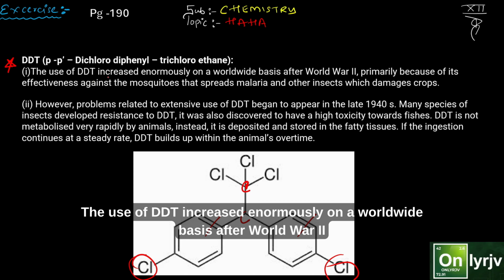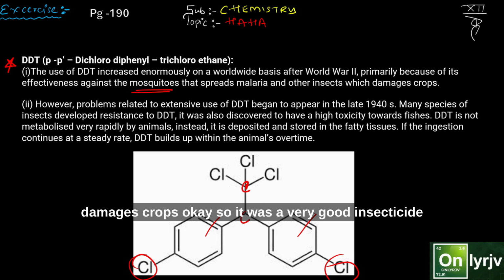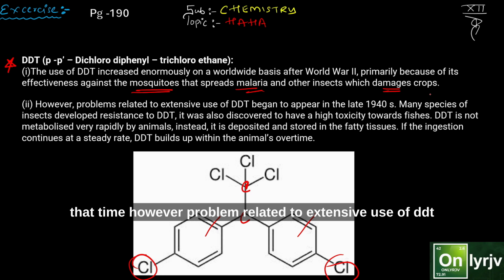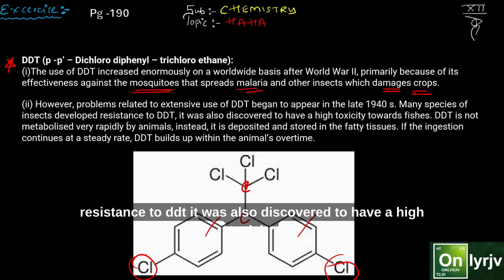The use of DDT increased enormously on a worldwide basis during World War II, primarily because of its effectiveness against mosquitoes that spread malaria and against other insects that damage crops. So it was a very good insecticide at that time. However, problems related to extensive use of DDT began to appear in the late 1940s. Many species of insects developed resistance to DDT. It was also discovered to have a high toxicity towards fishes.